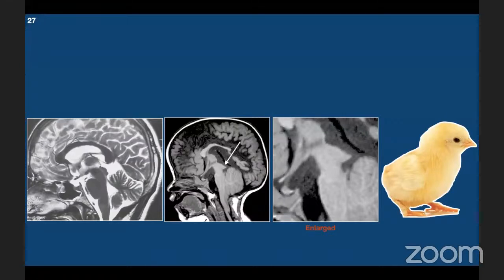The beak points posteriorly and at times may invaginate the cerebellum. You can also see the ptosis of the fourth ventricle, tonsillar herniation, partial agenesis of the corpus callosum in T1 weighted images.